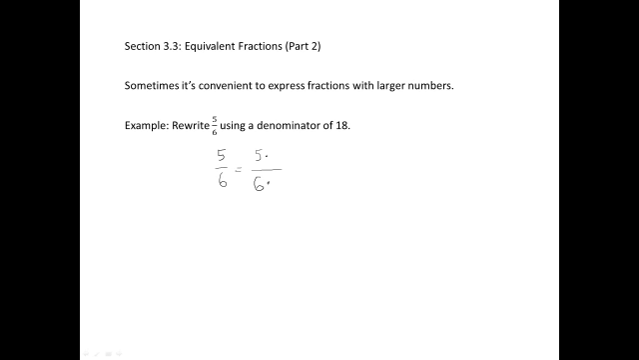So we're going to look at the denominator. We want the denominator to be 18. 6 times what is 18? 6 times 3 is 18. And so we multiply top and bottom by 3. And we get 15/18. This is the process of rewriting a fraction with a larger denominator.